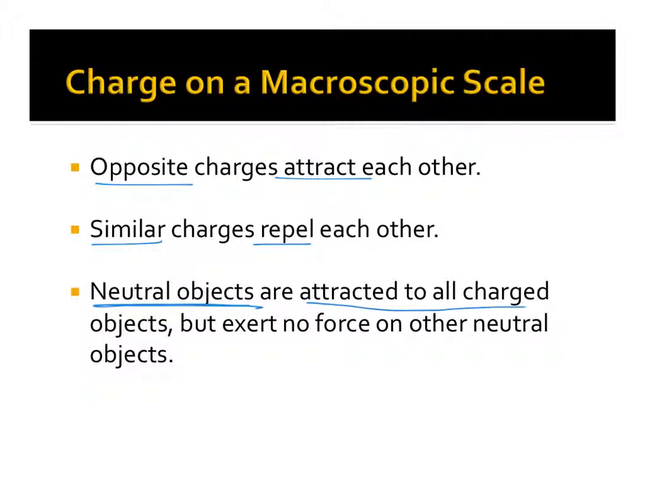We find that neutral objects are attracted to anything with a charge. So if something has a positive or a negative charge, it doesn't matter. A piece of foil will be attracted to it. But they exert no force on other neutral objects. So they'll just kind of hang loosely if they're around any other neutral objects.